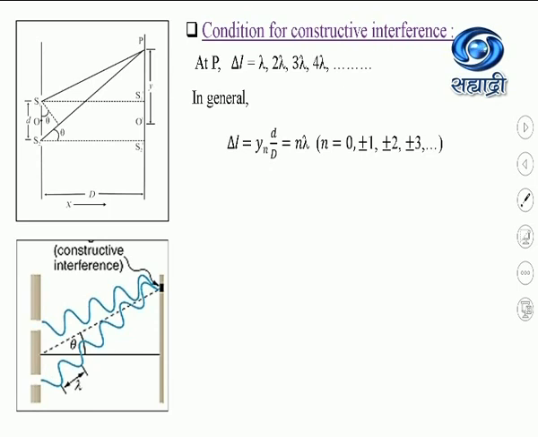So in general, the path difference between the two waves for the constructive interference can be written as Yn into d by D. This is the expression which we have obtained in our previous slide. Yn is the distance of the nth bright point from the central bright point. d is the distance between the two slits. Capital D is the distance between the slit and the screen. That should be equal to an integral multiple of lambda. So delta L should be equal to n lambda, where n takes the values 0, plus minus 1, plus minus 2, plus minus 3, and so on.